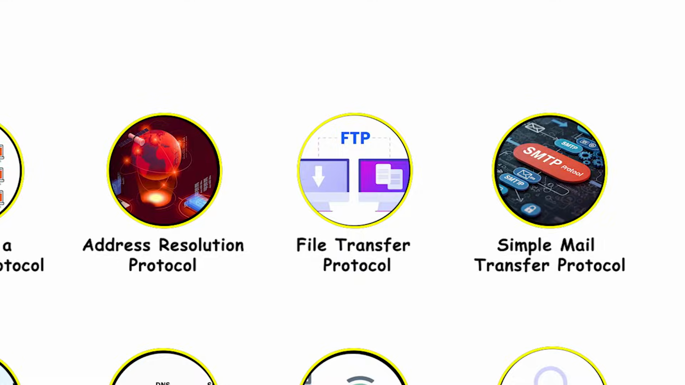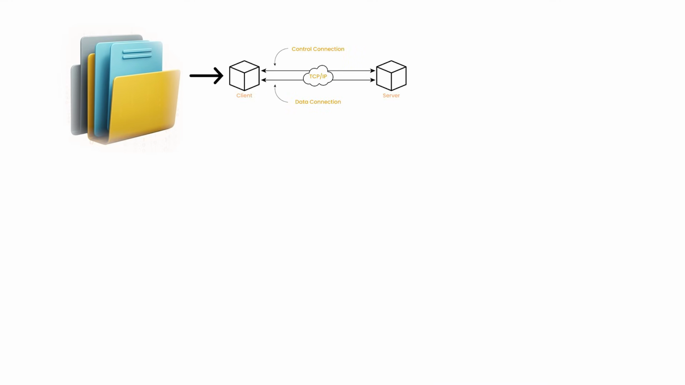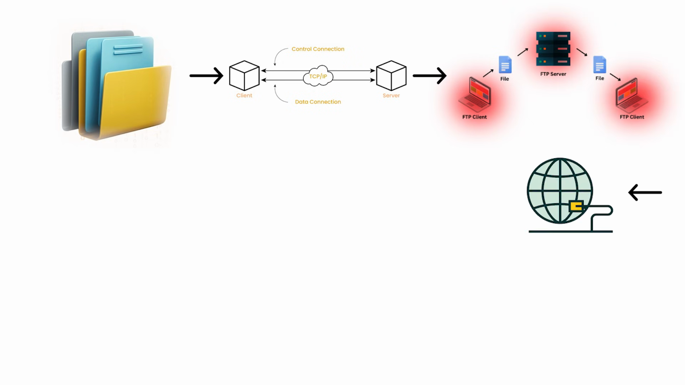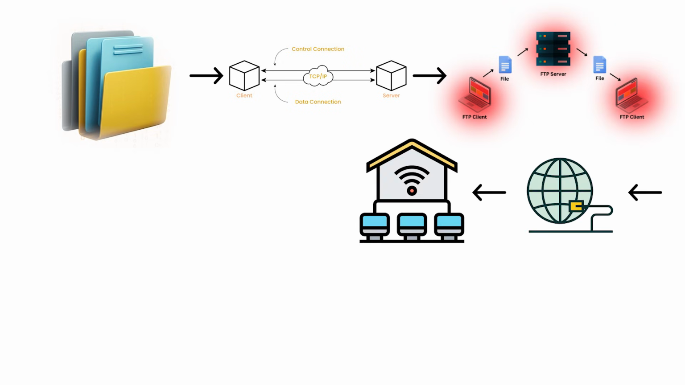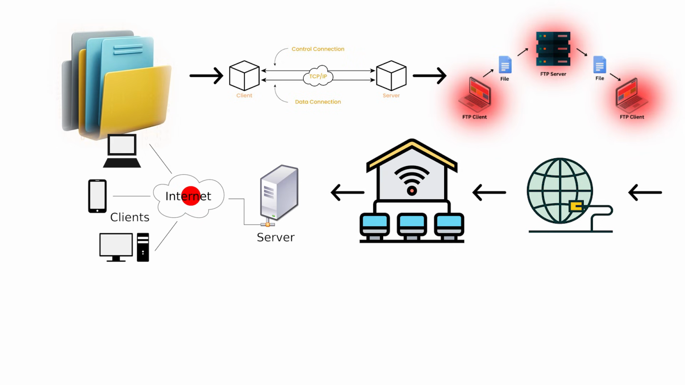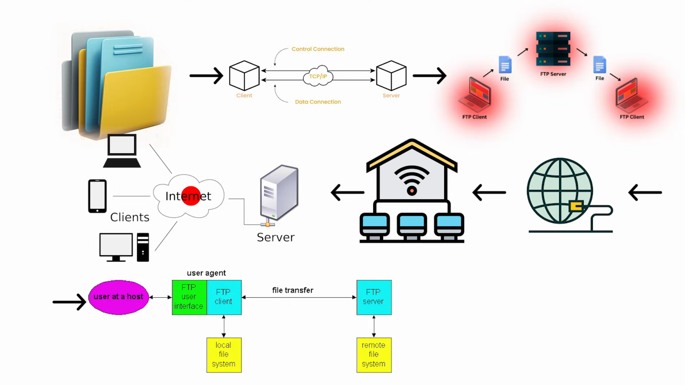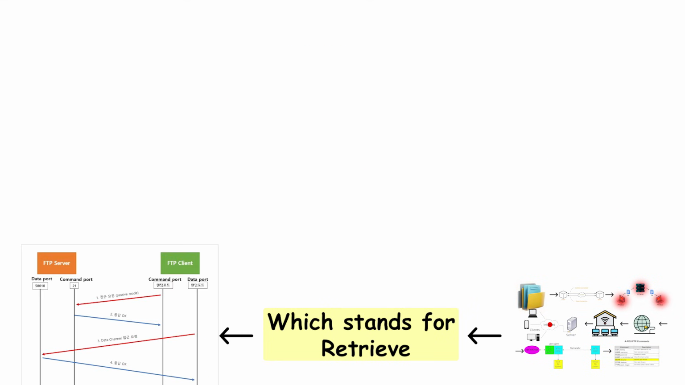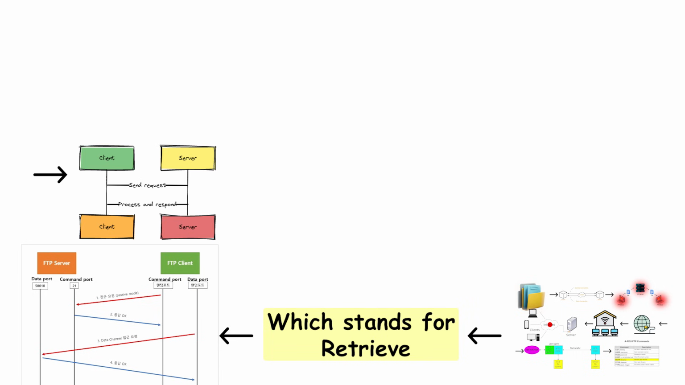File transfer protocol. The file transfer protocol is exactly what it sounds like. It is a standard protocol used to transfer files between a client and a server, either over the internet or within a local network. It works on a client-server model where the client connects to the server and can upload or download files. The client sends commands like RETR, which stands for retrieve, to request a specific file, and the server responds by sending it.